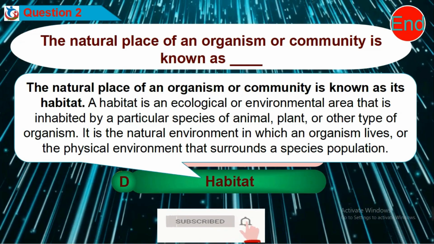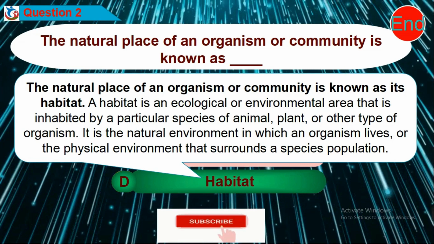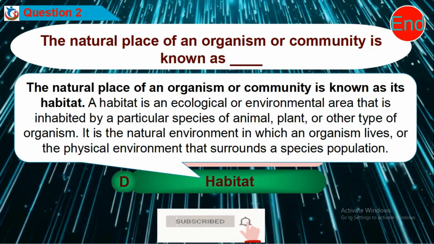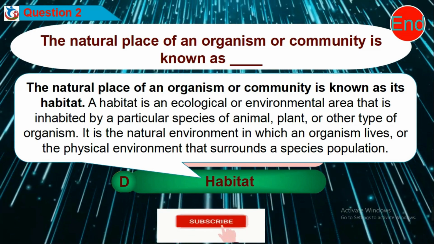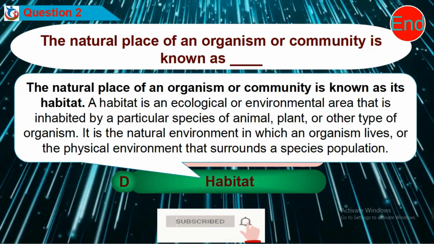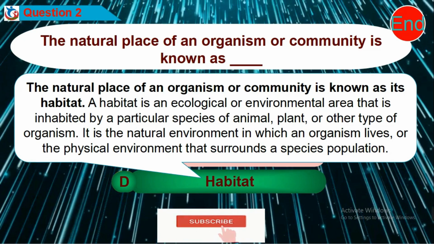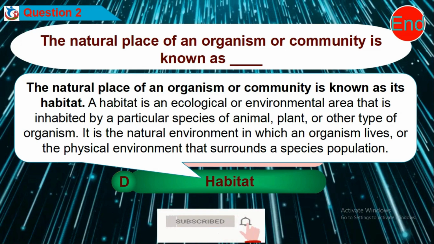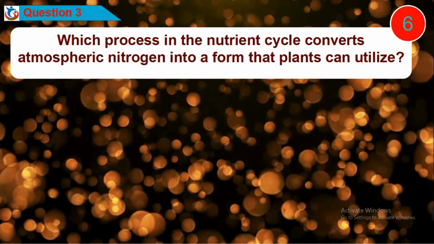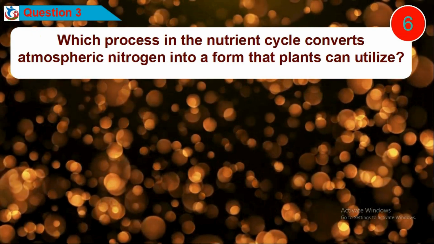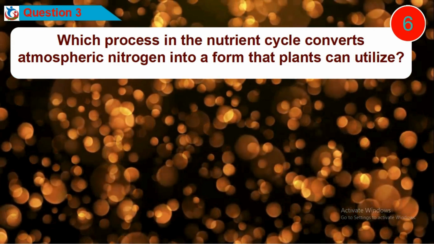This is known as habitat. A habitat is an ecological or environmental area that is inhabited by a particular species of animal, plant, or other type of organism. It is the natural environment in which an organism lives, or the physical environment that surrounds a species population.